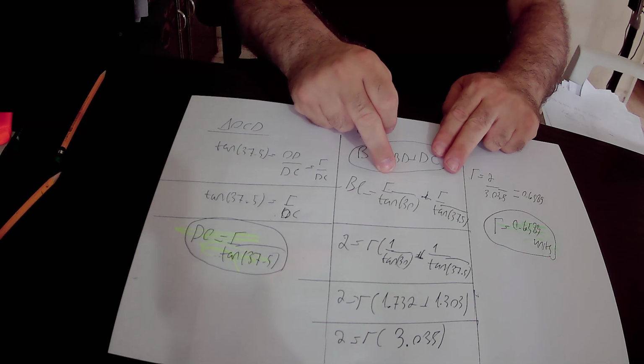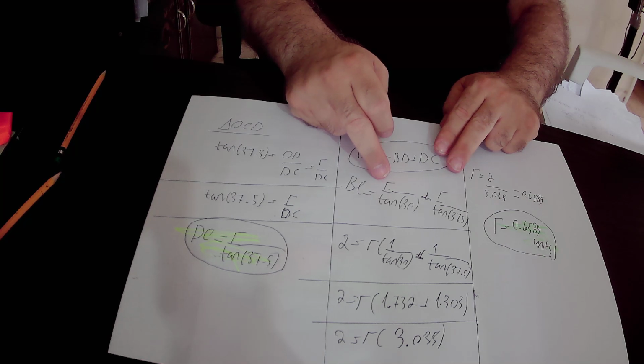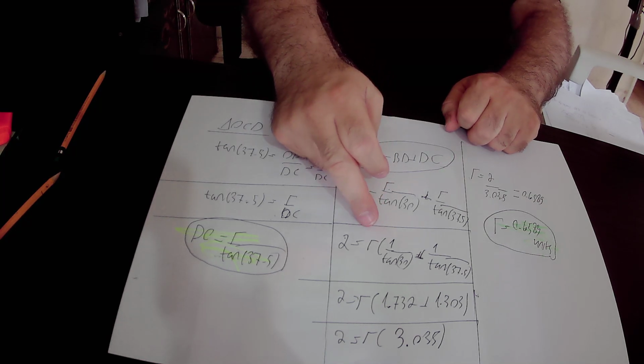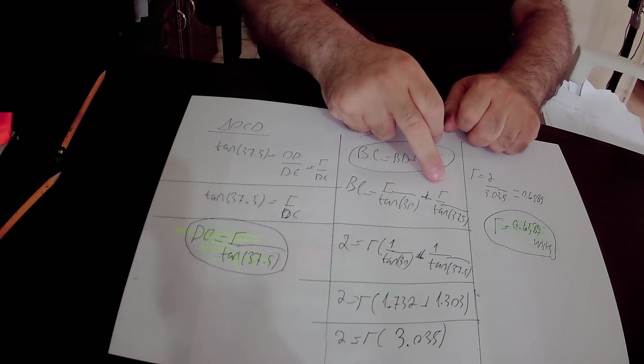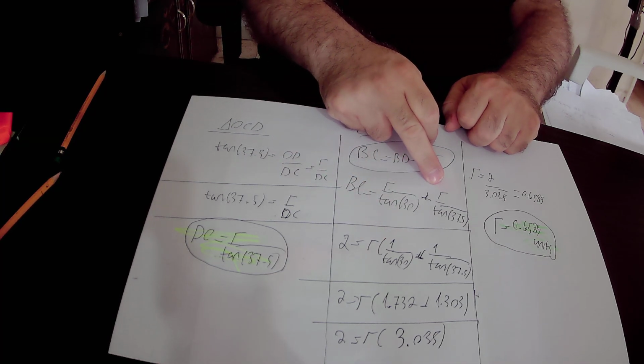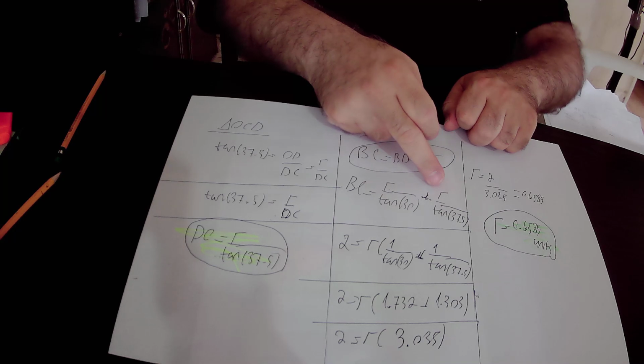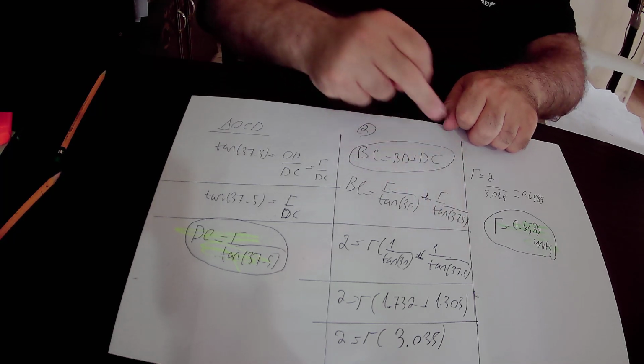We took R as a common factor out of those two expressions. So what is left from R over tangent 30 degrees after we took from it R as a common factor? What is left is actually 1 over tangent 30 degrees. What is left from R over tangent 37.5 degrees after we took from it R as a common factor? What is left is actually 1 over tangent 37.5 degrees.